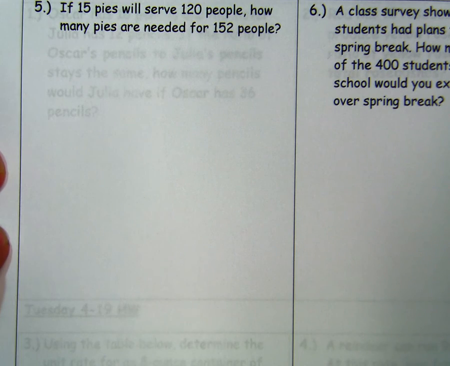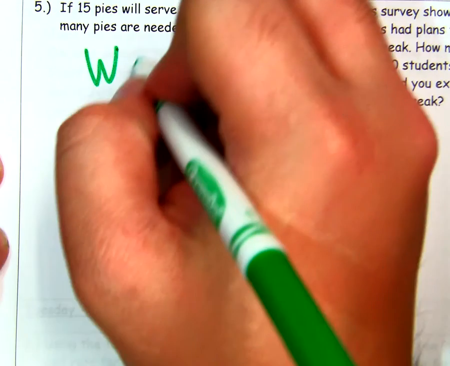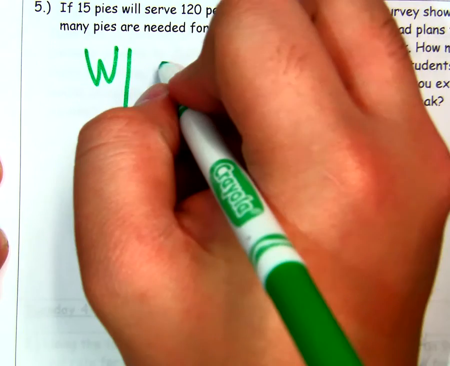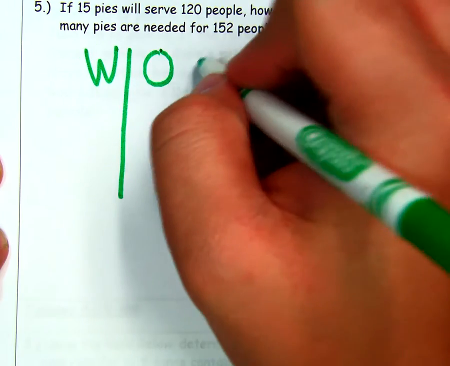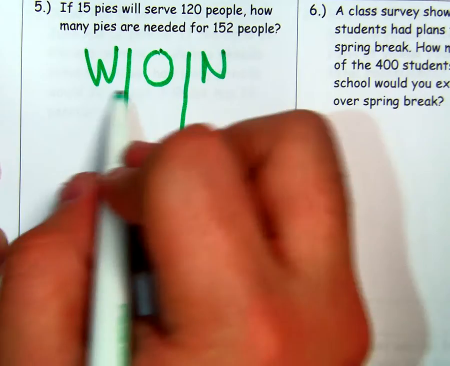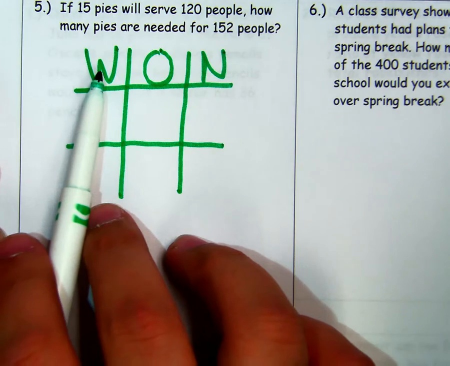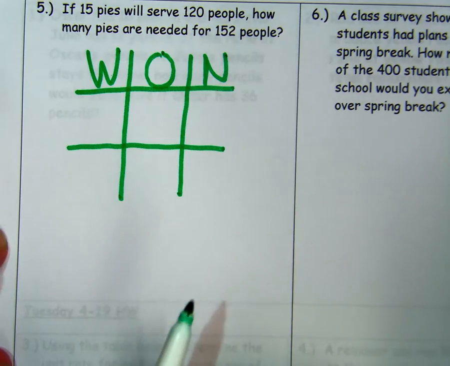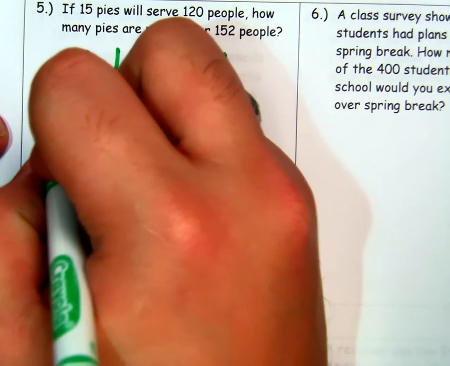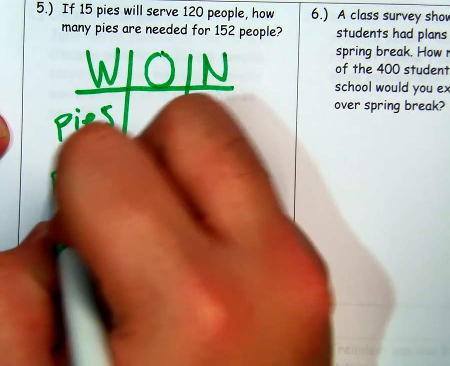So just like we did for problem number 1, what we'll do here is we'll go ahead and set up our WON table. So remember, your W stands for your words, the O stands for the original ratio, and the N stands for your new ratio. So the words that we're dealing with here are pies and people. And I'm going to write my ratio as a ratio of pies to people.